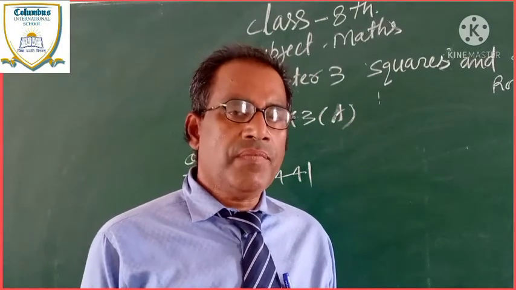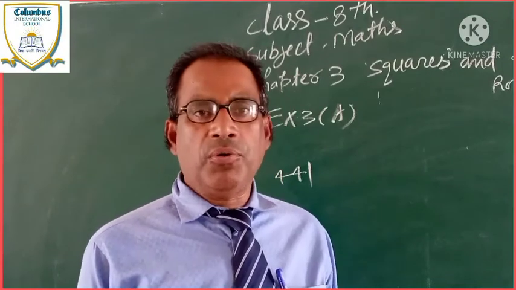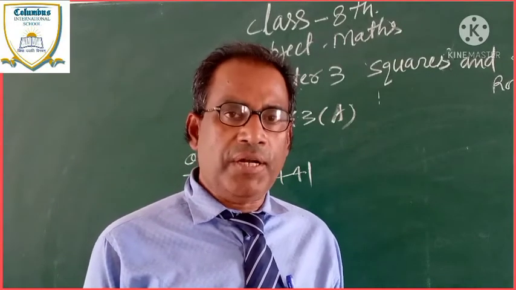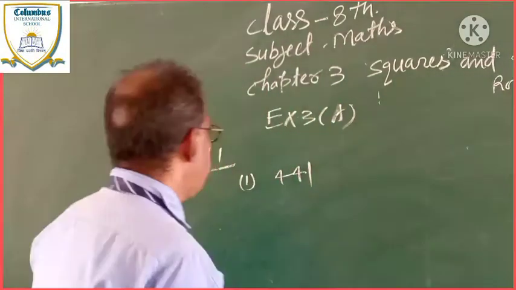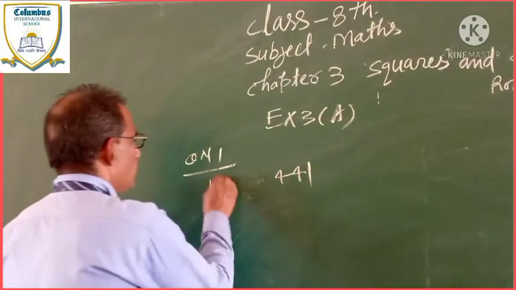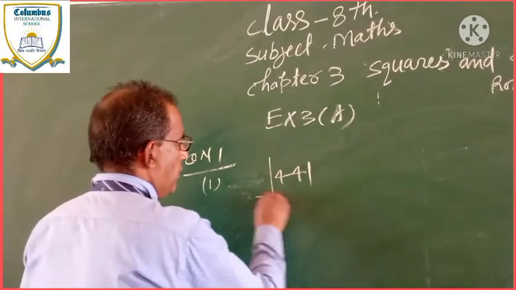That number is not divided by 4, not by 6, not by 9. Why? Because these are not prime numbers. So we first of all factorize it.